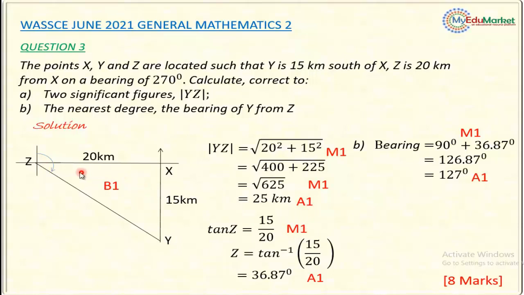And for attempting to get that angle using the trig ratio, you have a method mark. For getting the angle at z as 36.87, you have an accuracy mark. For attempting to get the bearing, meaning adding the two angles, 90 and the angle obtained, writing this addition or attempting to add it correctly, you have a method mark. And for the final result, 127 approximated to the nearest degree, you have the accuracy 1 mark. So in total you have 8 marks for this question.